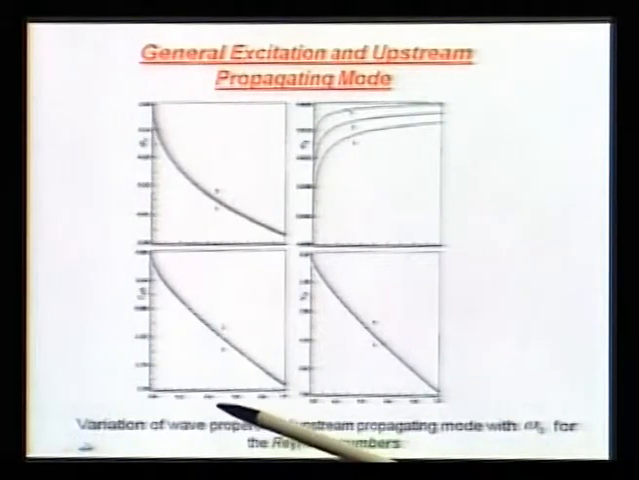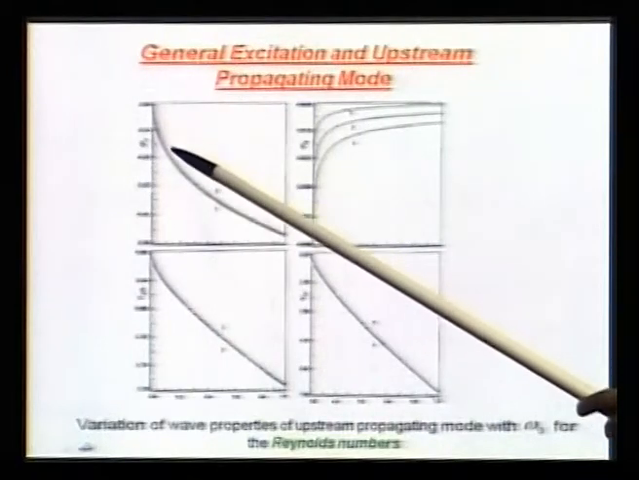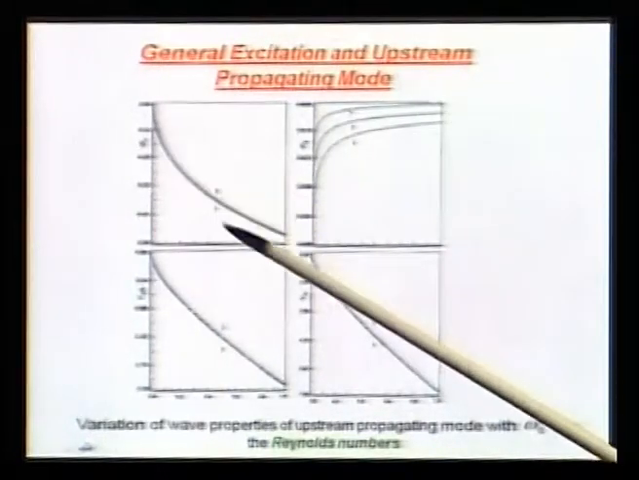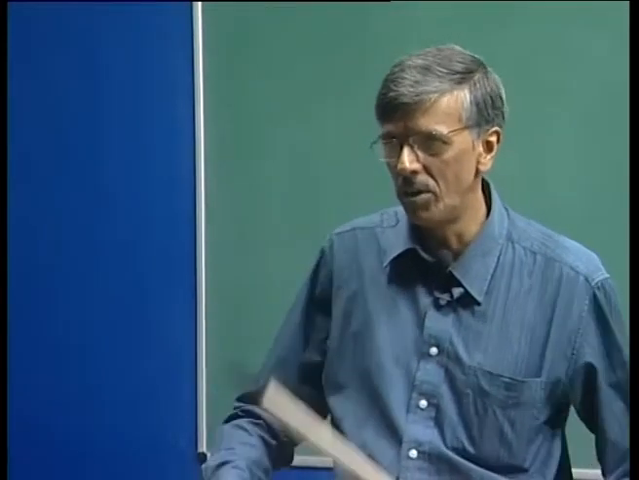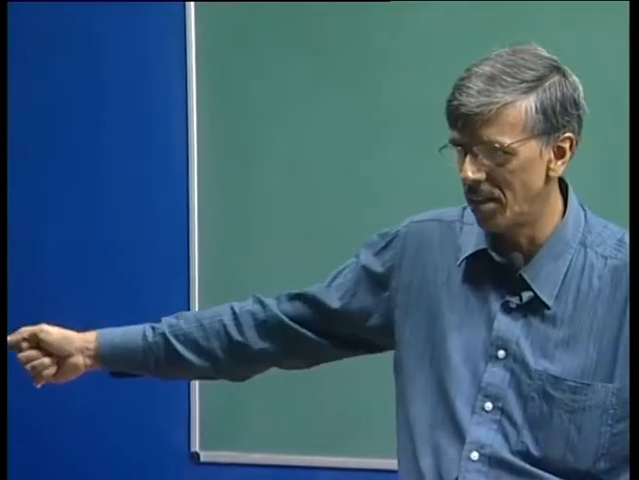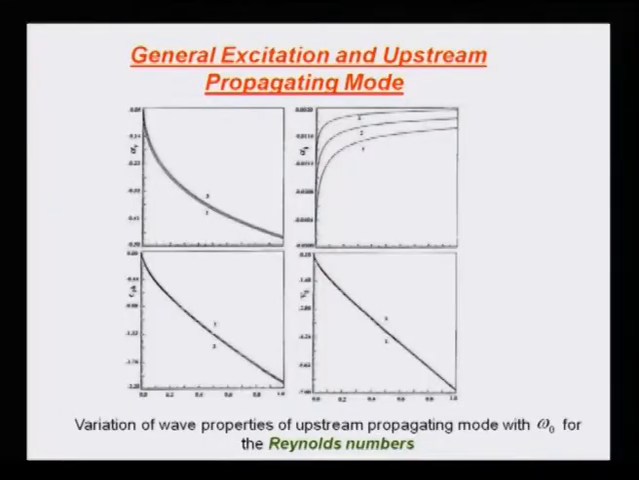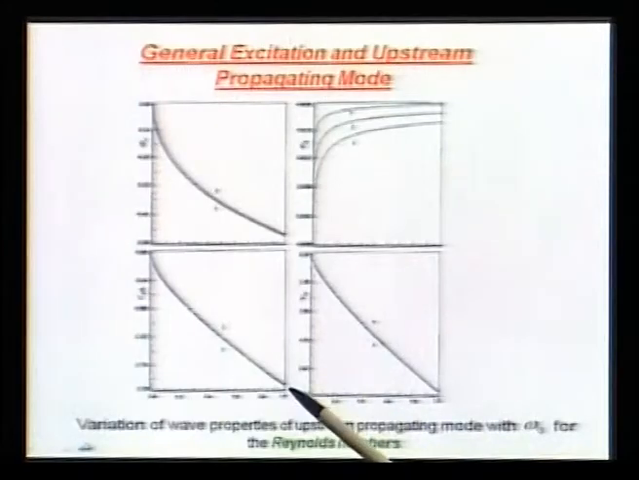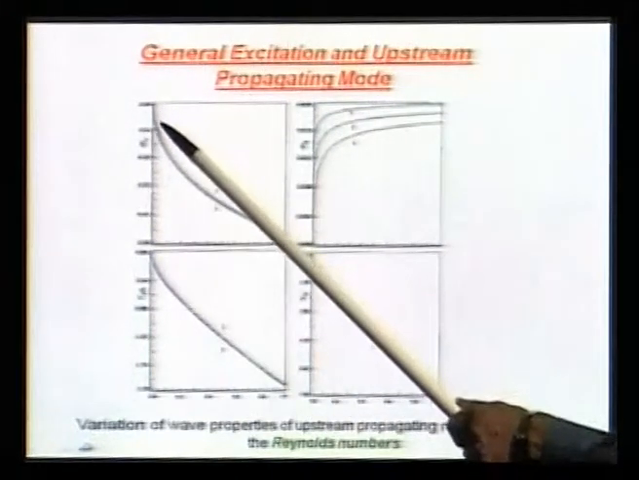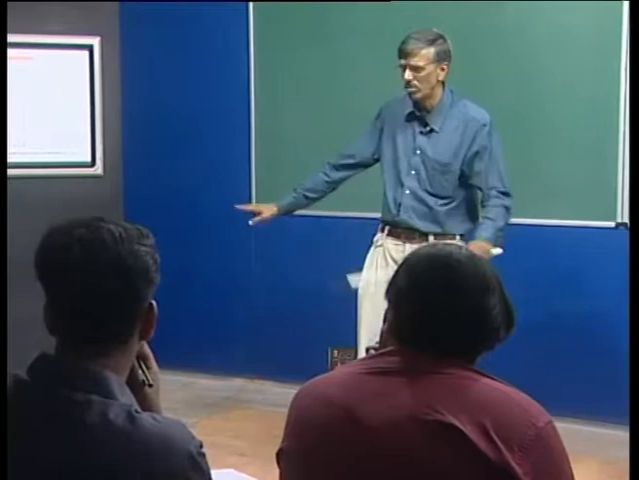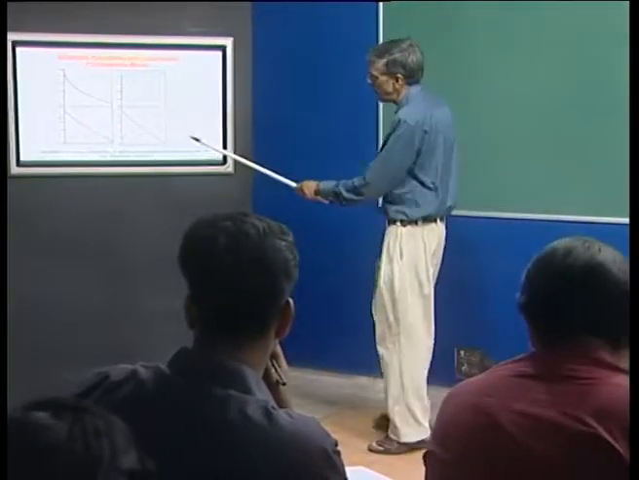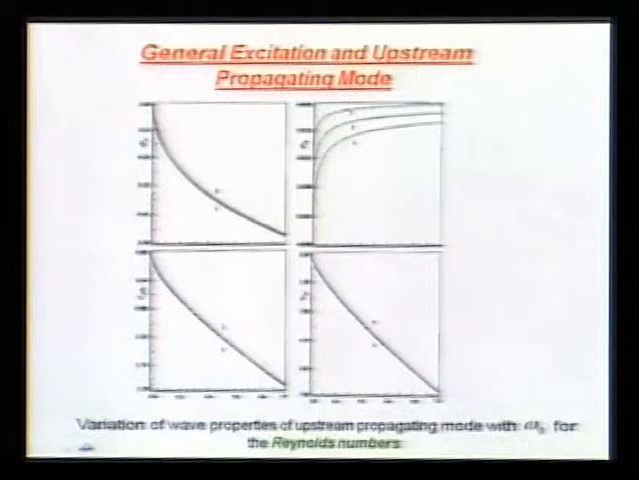Of course, this x axis is omega naught, and as omega naught increases, you can see the value of alpha I is decreasing. What does a decrease in alpha R mean? It means you are going to create waves of larger and larger wavelength. So, this is the property of your upstream propagating mode. We have plotted up to omega naught equal to 1, and it kind of affects the boundary layer almost similarly. Only thing is the wavelength of those disturbances keeps increasing.